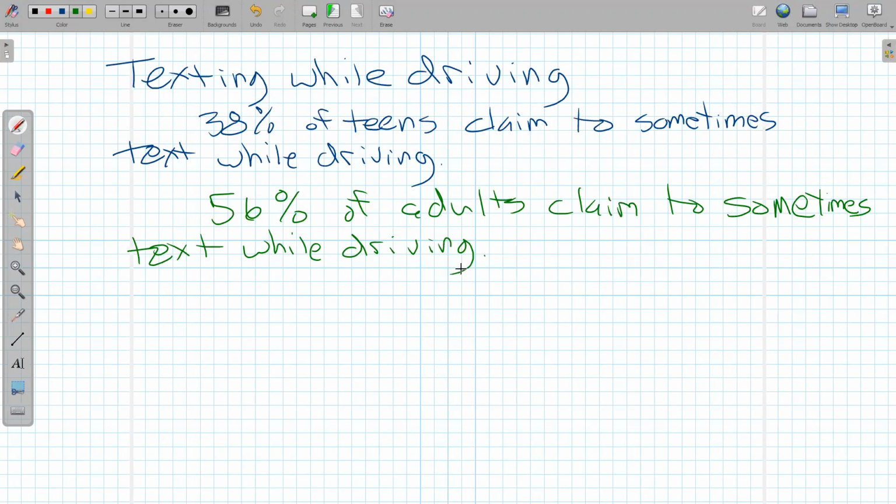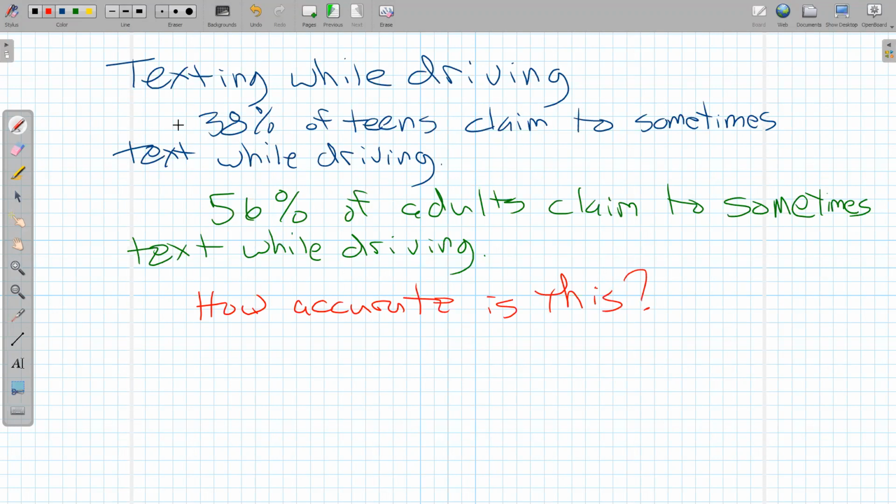Now, they didn't ask me. I don't know if they asked you. Did anyone get a call recently or an email that said, "Do you sometimes text while driving? And by the way, how old are you?" So how do they know this? How accurate is this? That is what I want to take a look at in a little bit. They didn't ask me, and they didn't ask you. So how do they know the accuracy?